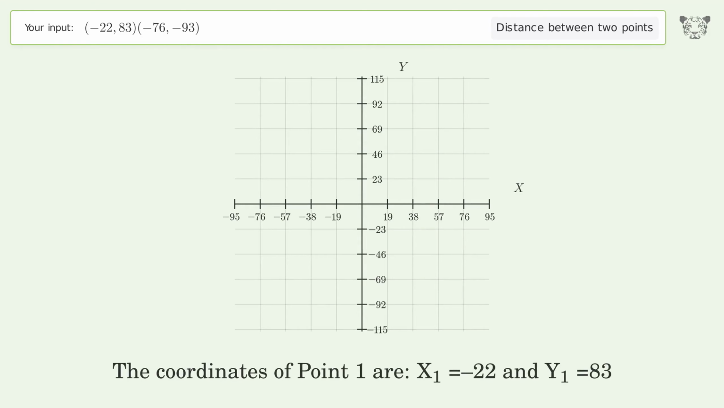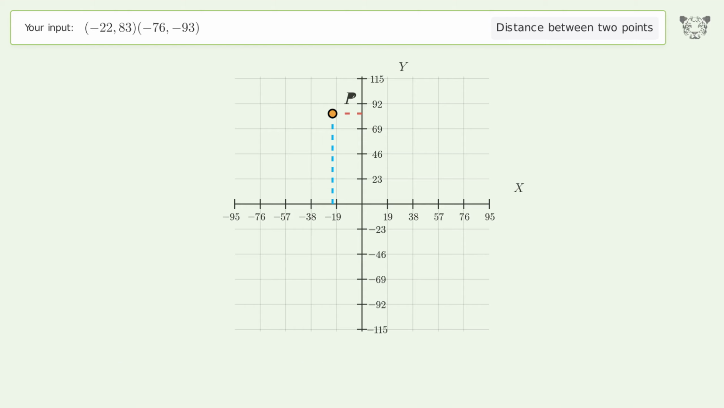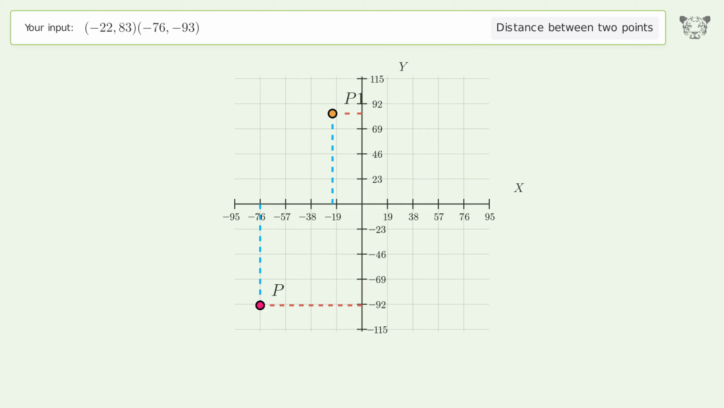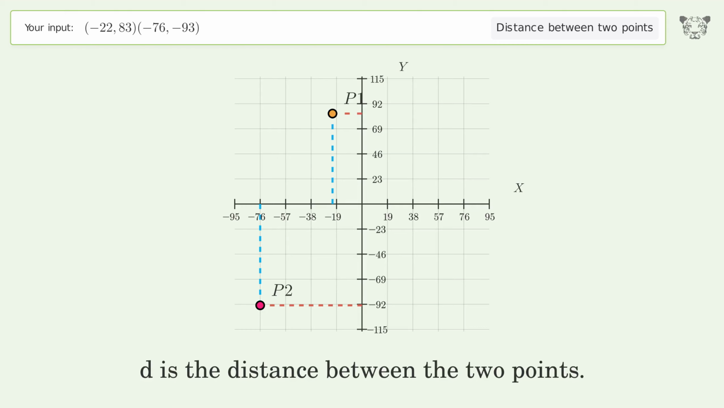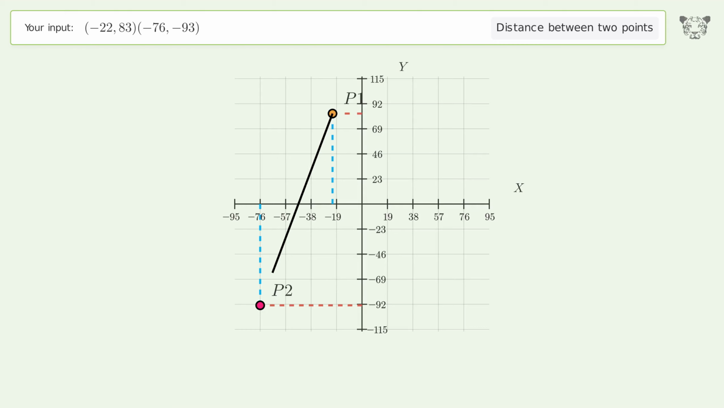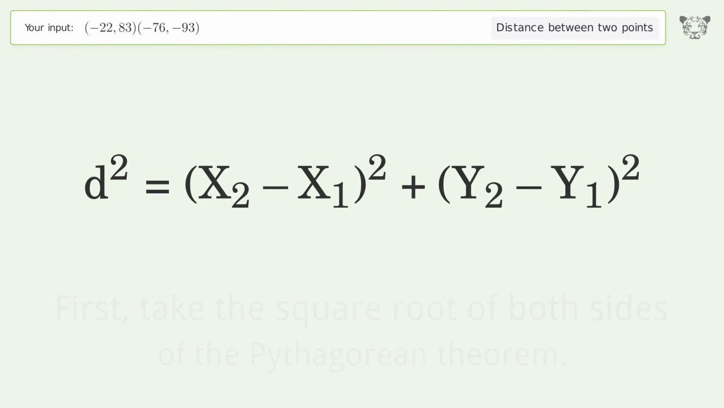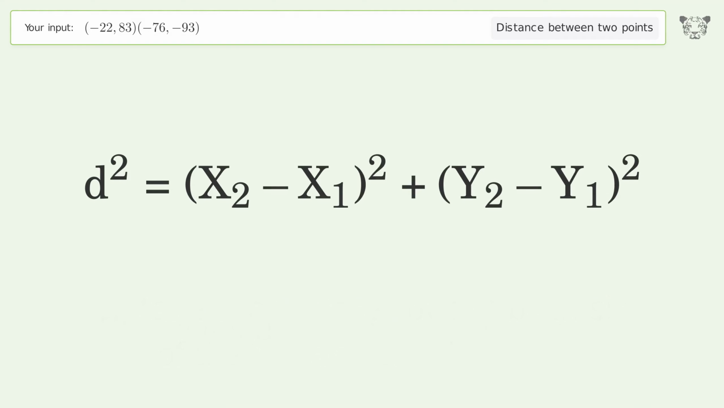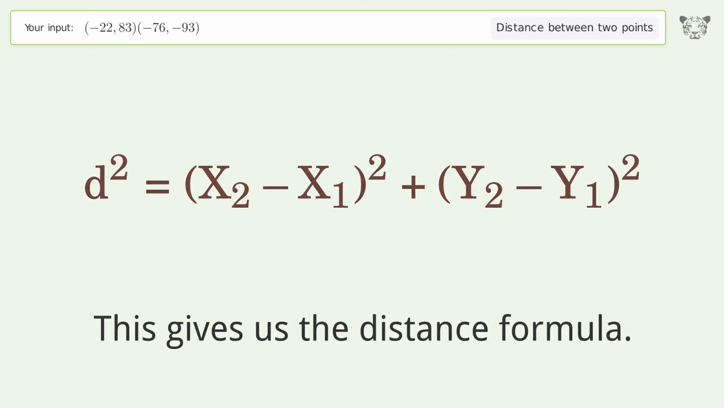The coordinates of point 1 are x1 equals -22 and y1 equals 83. The coordinates of point 2 are x2 equals -76 and y2 equals -93. D is the distance between the 2 points. First, take the square root of both sides of the Pythagorean theorem. This gives us the distance formula.